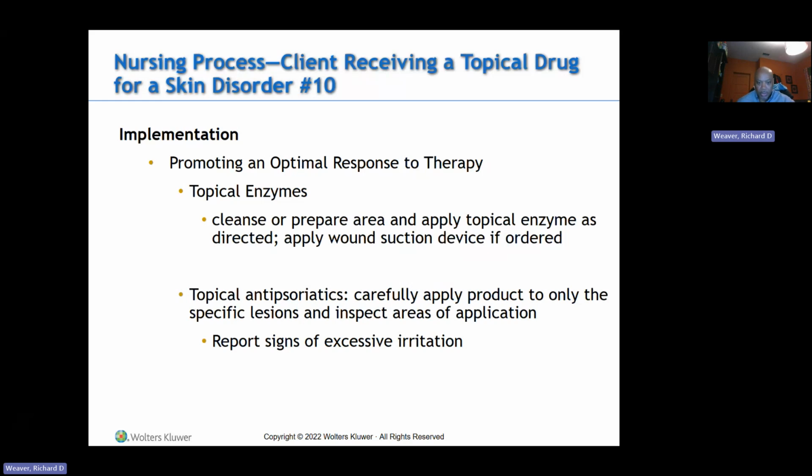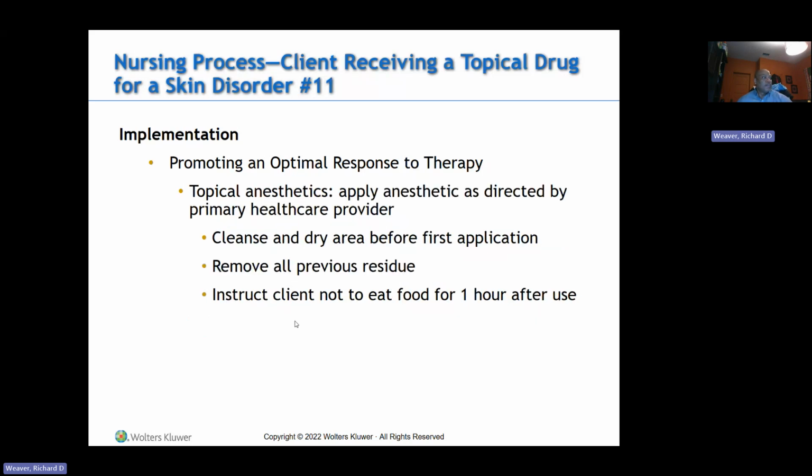Let's see what else. All right. So make sure you're bringing that to the attention of the physician. As far as the topical anesthetics, apply anesthetics as directed by the primary care provider, which makes sense.